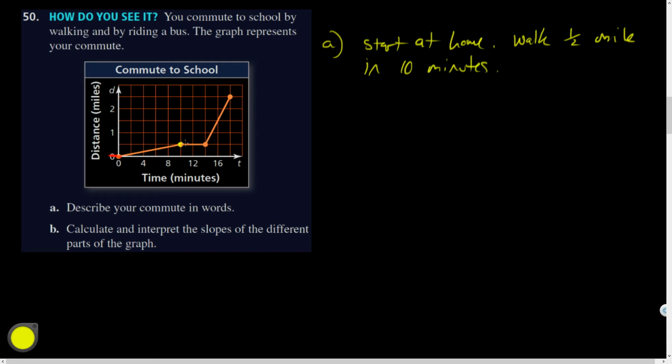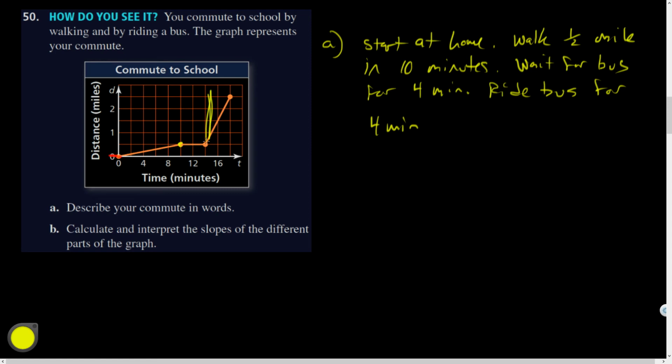My distance from home is not changing, most likely representing the fact that we're waiting. How long do we wait? So from 10 minutes to 14, yeah, for 4 minutes. And then lastly, what's this? So the last part is ride bus for, you're saying, 4 minutes. I like that. How far? Well, we're going from 1/2 mile to 2.5 miles.